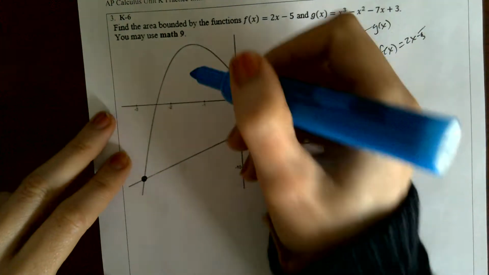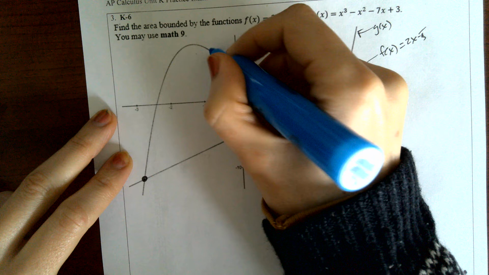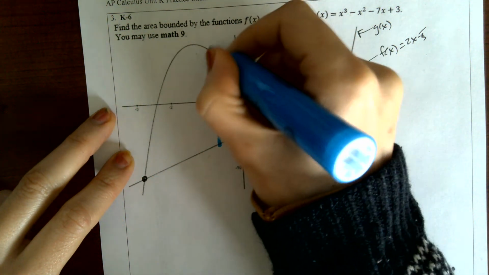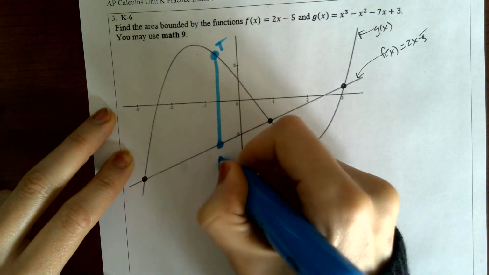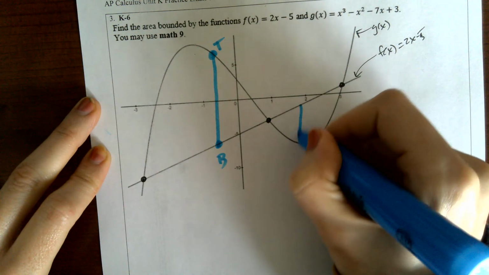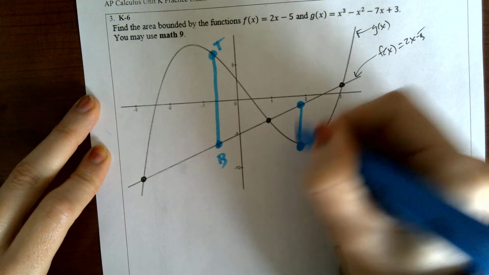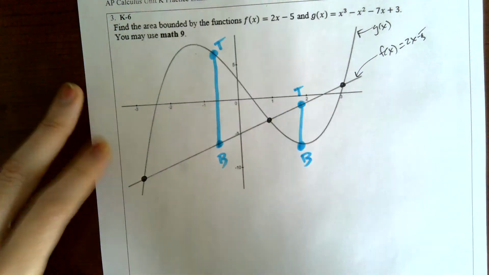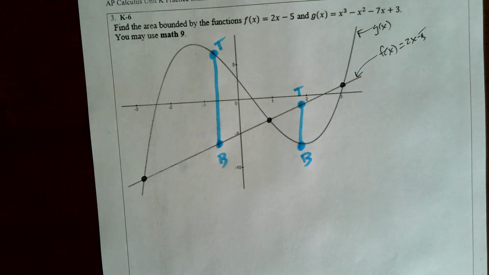So we're going to be doing top minus bottom for this interval, okay, for this interval here, and then we'll have to change the top and the bottom switch here. So we're going to need 2 integrals in order to do this.